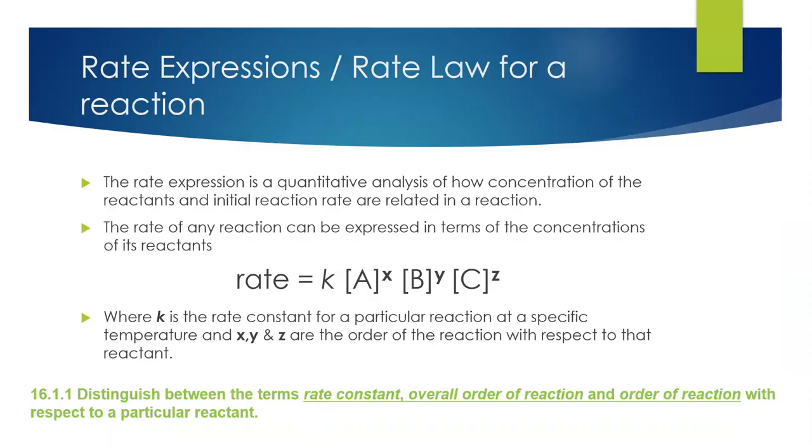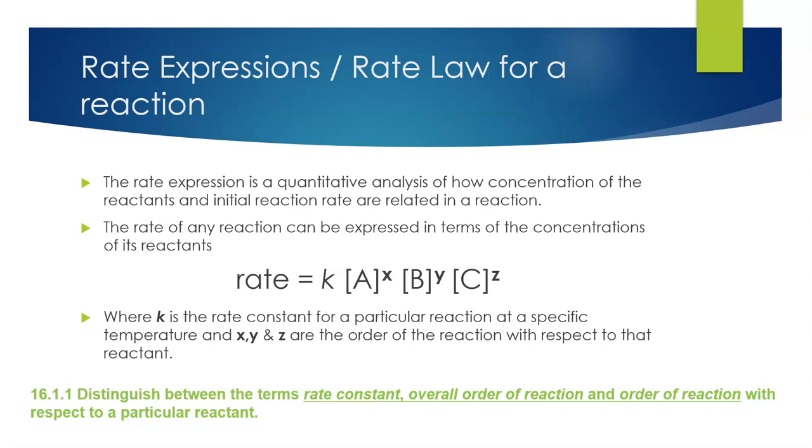So rate expressions and rate law for a reaction are a way for us to express mathematically what's going on with rate of reaction in a more full way. So the rate expression is a quantitative analysis of how concentration of the reactants and initial reaction rate are related in the reaction. So we know that the rate decreases over time as the concentration of the reactants decreases because the number of collisions, therefore the proportion of successful collisions, will decrease.